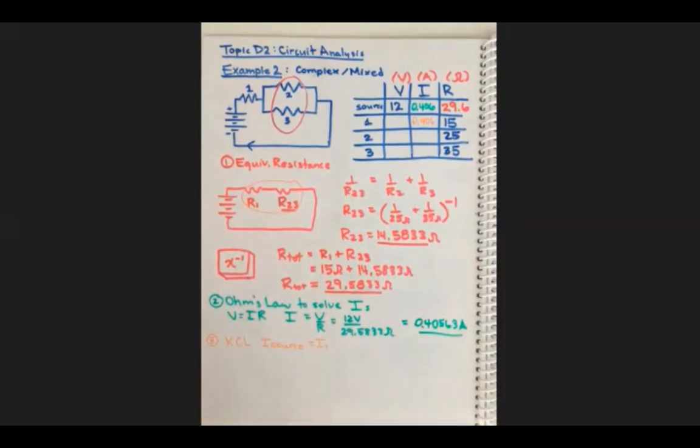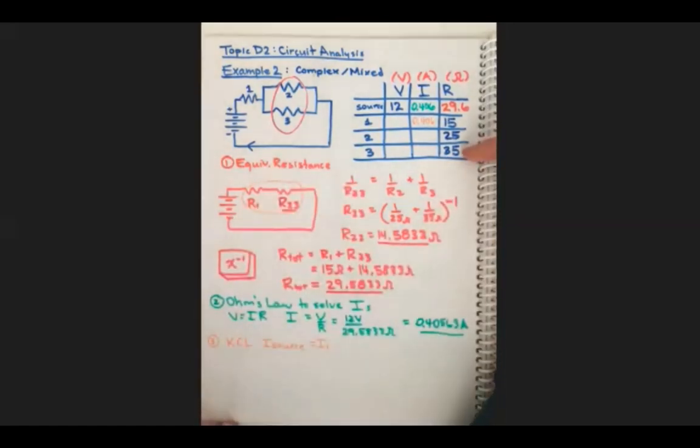Okay, now can we continue further with KCL? I want to know how it splits. Is it going to split exactly in half? So if there's a 0.4, is it going to be 0.2 and 0.2? So take a moment to pause, see if you can think of, is that going to be true? Is it going to split evenly? It's not going to split evenly because there's a lot more resistance on branch 3.